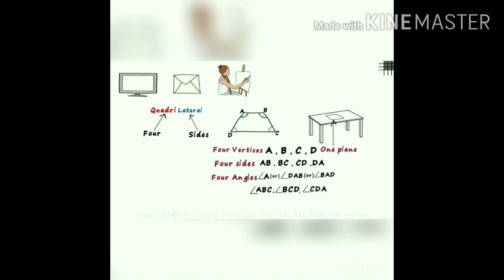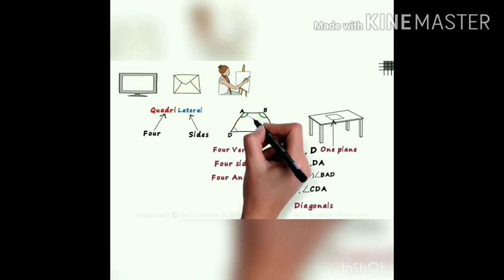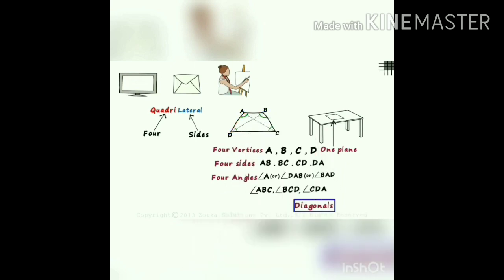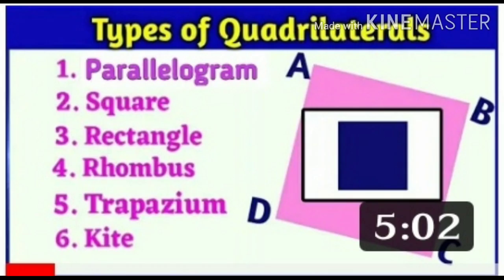Okay children, the last basic concept you need to know. In this quadrilateral, vertices A and C are opposite each other. Similarly, B and D are opposite each other. The lines joining the opposite vertices are called the diagonals.